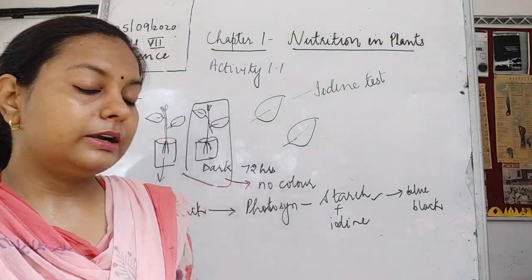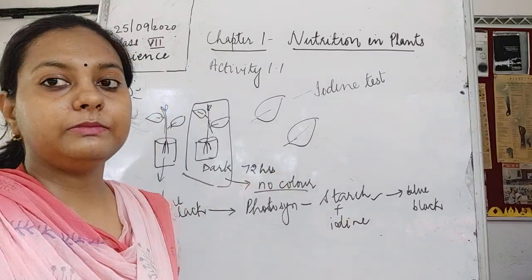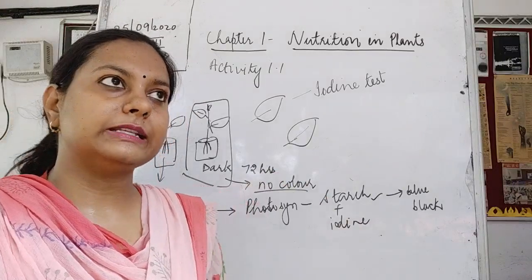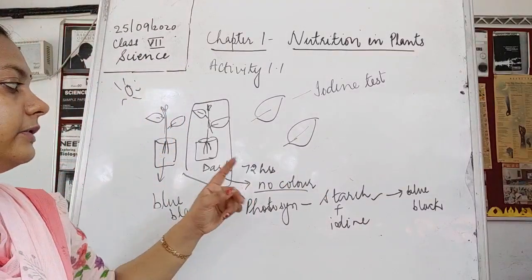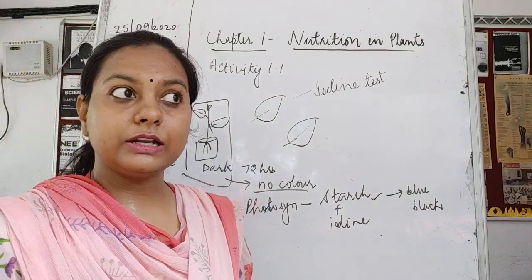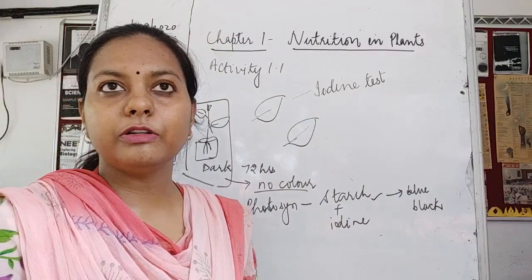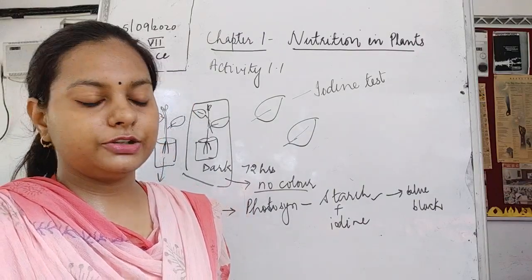Okay, so this was done with the help of the plants. But what happens during night time? During night time, the starch which was present in the daytime gets converted into another form. The starch is again broken down to give energy. So there was no starch left because the plant is utilizing the energy during night time.